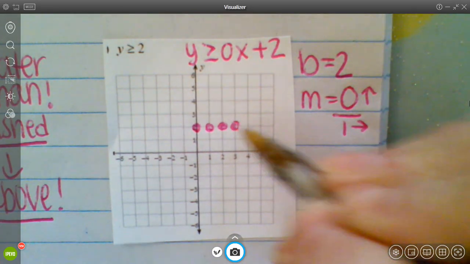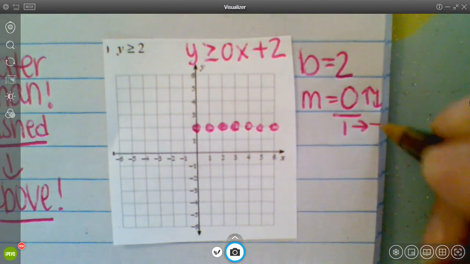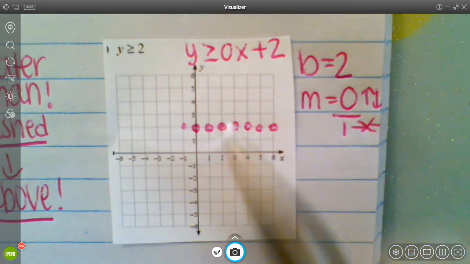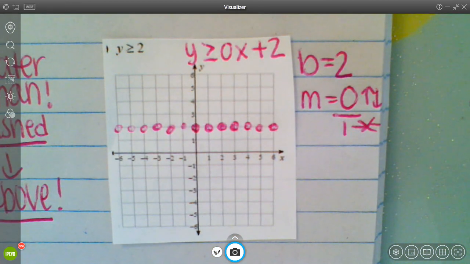And I'm going to keep going. Or I can say, don't go down, just go left. Just go left, just go left. So I get all these dots. Okay. So it looks like it's going to be a straight line, but I have to think, wait, am I solid or am I dotted?